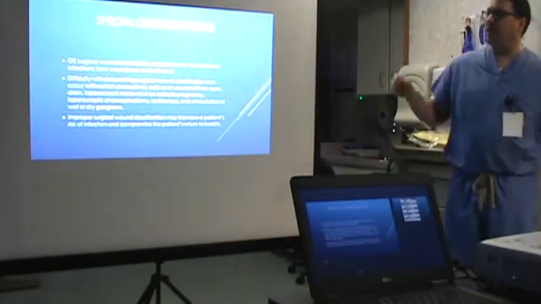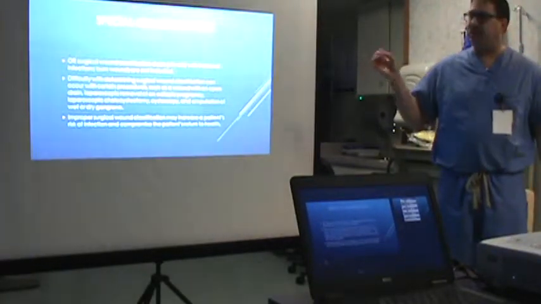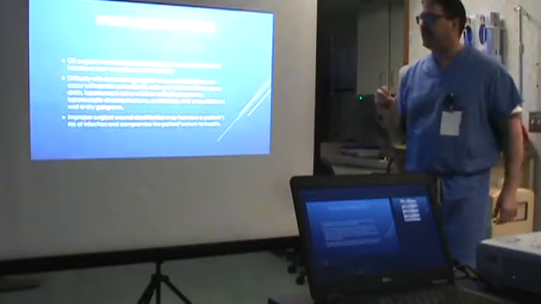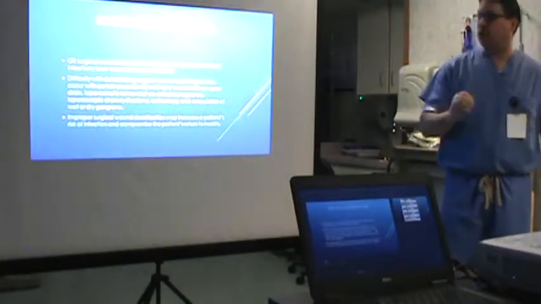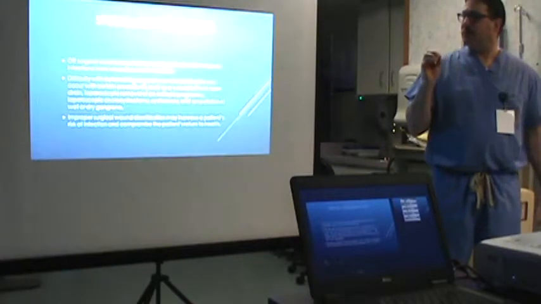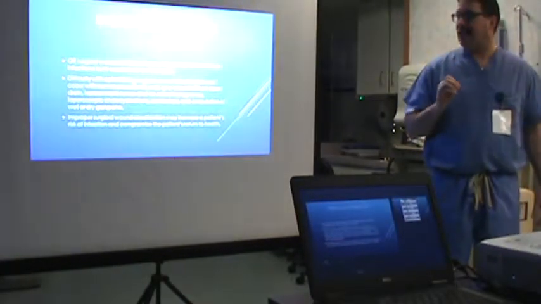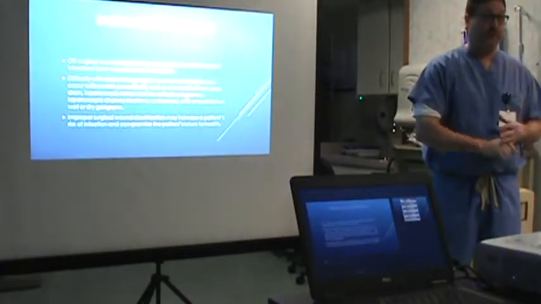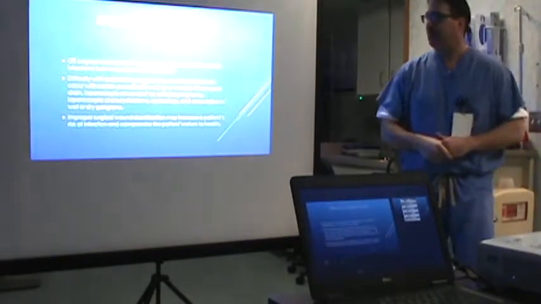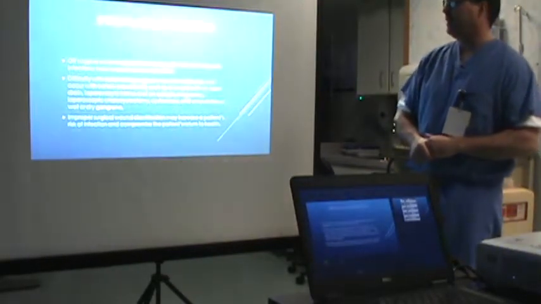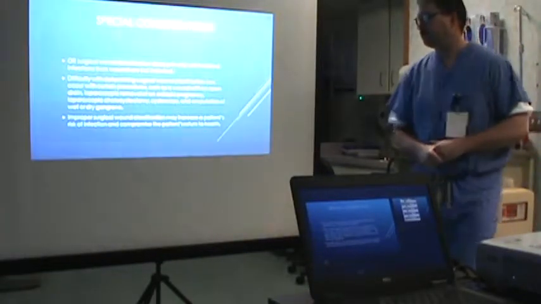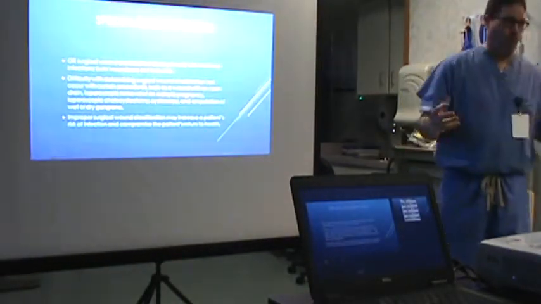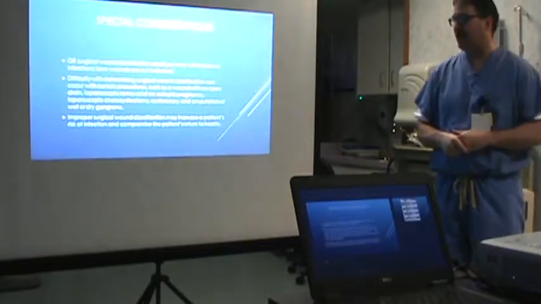So again, I found this interesting, that wound classification deals with incisional infections. It does not deal with burns. Those are outside the scope of wound classification. Again, some cases are more complex than others, so it's important to have that discussion.